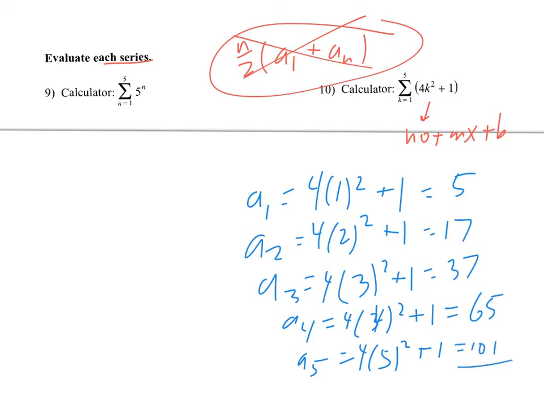And now we'll just add all that up. So 5 plus 17 plus 37 plus 65 plus 101. And that's going to give us a total of 225.